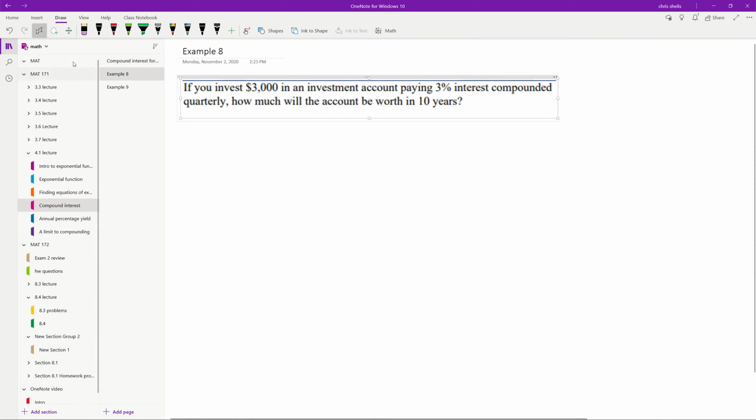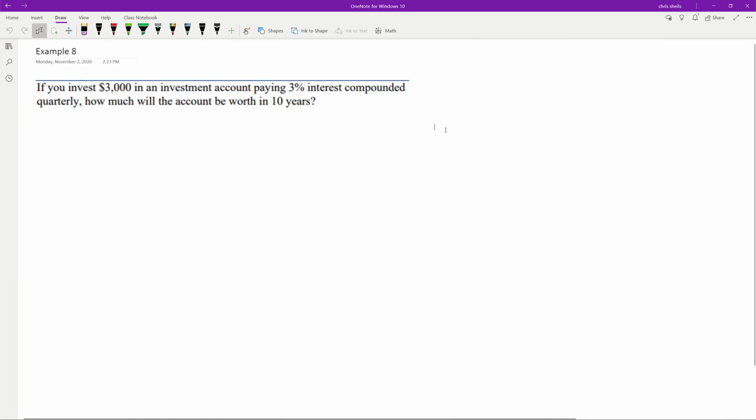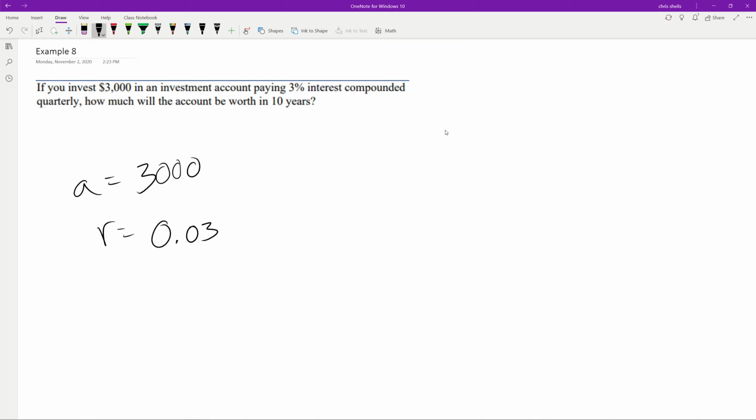Let's look at an example of how to use this. If you invest $3,000 in an investment account paying 3% interest compounded quarterly, how much would the account be worth in 10 years? So I'm investing $3,000, so my principal, or my initial value here, is $3,000. My interest rate is 3%, so R is 0.03. This is compounding quarterly, which means 4 times a year, so K is 4.